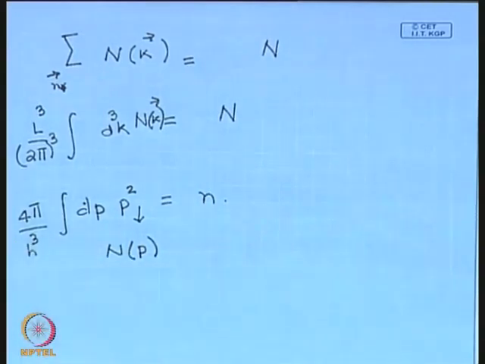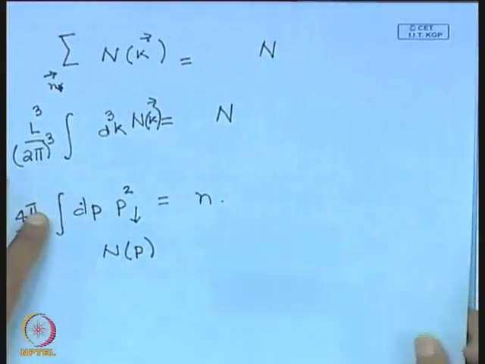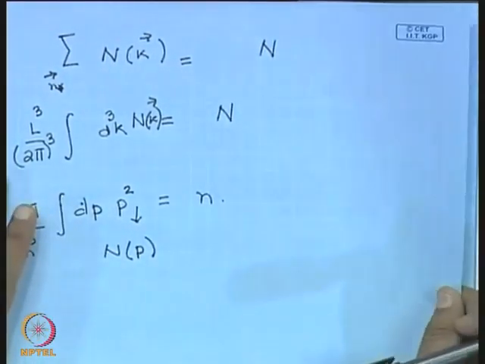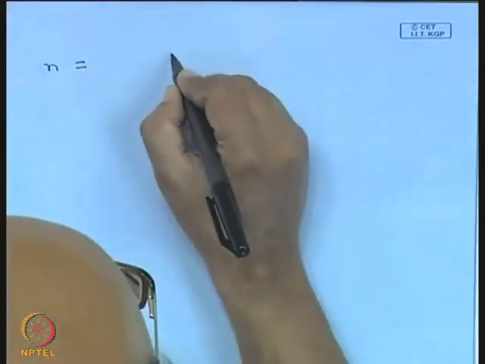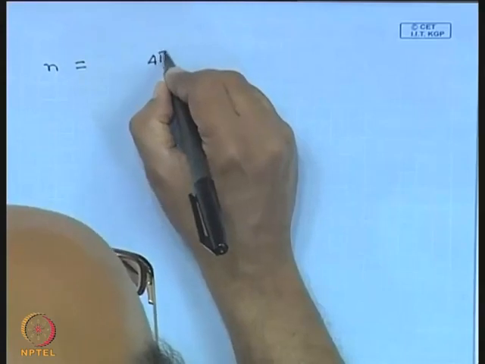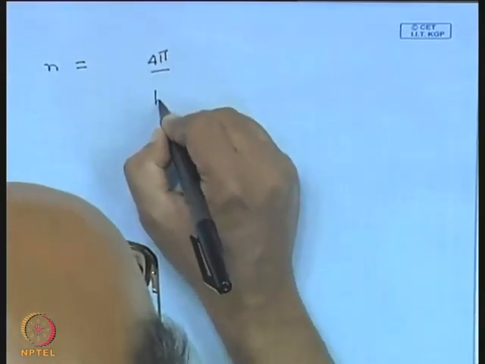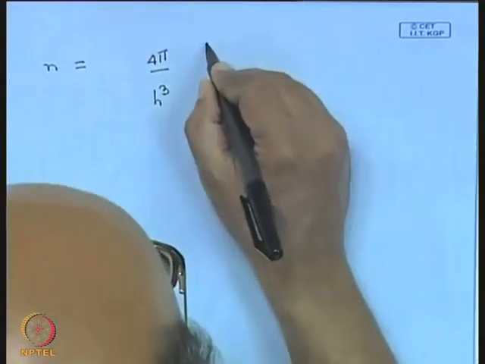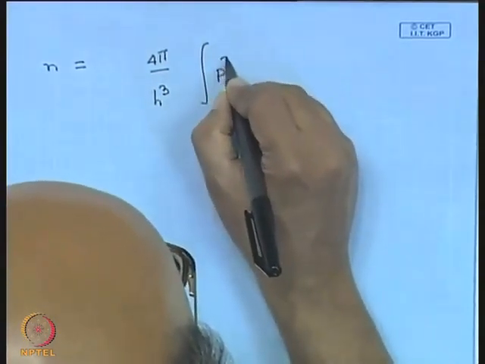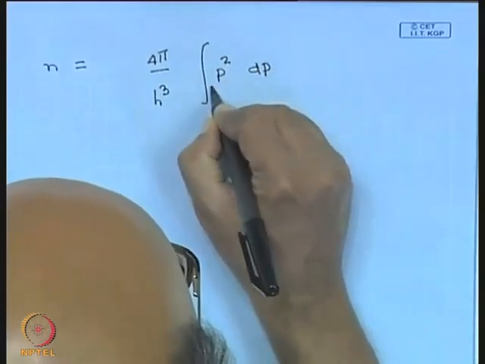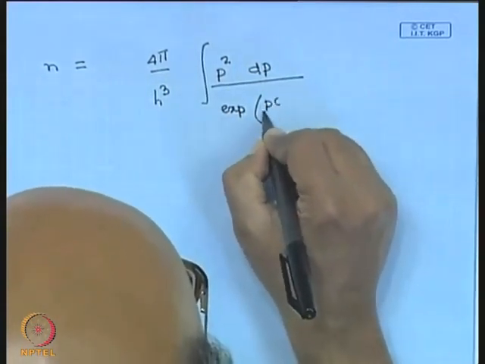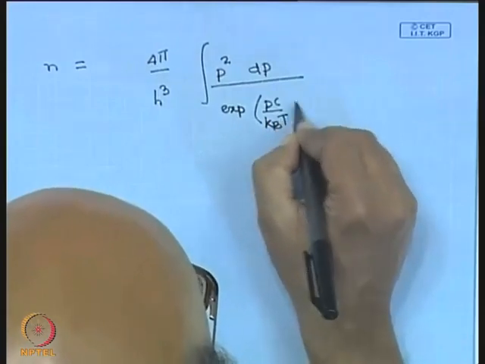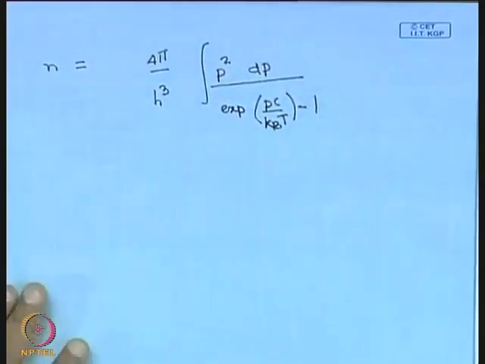Okay, so I get this relation, and we can put in, so let us take for example photons in thermal equilibrium at a temperature T. So for photons at thermal equilibrium at temperature T, what this tells us is that the number density of photons is equal to 4 pi over h cube, and I have the integral p square dp divided by exponential pc by kbt minus 1. Chemical potential for photons.